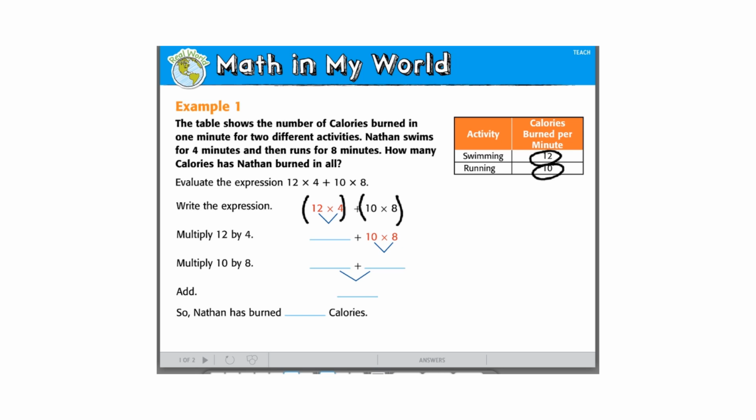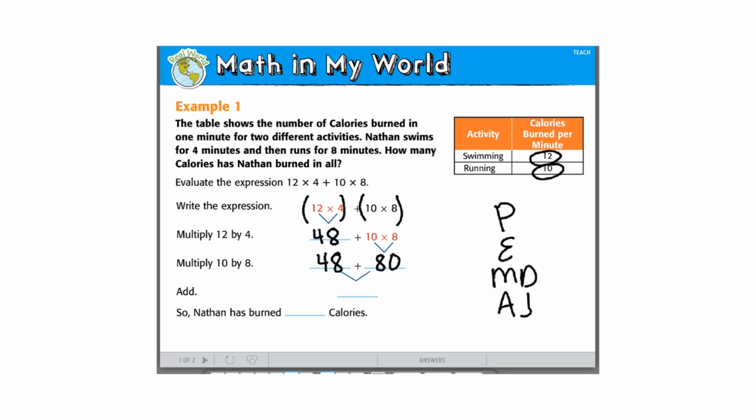Anybody know their 12s? Nolan? 48. And then 10 times 8, which is 80. And then we'll add those together. So see how we did the multiplying first? Because we used the acronym, remember? We used PEMDAS, so it would look like this.